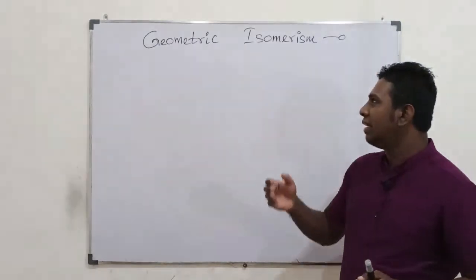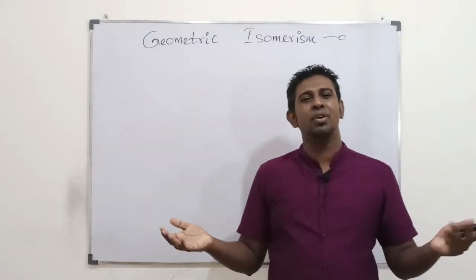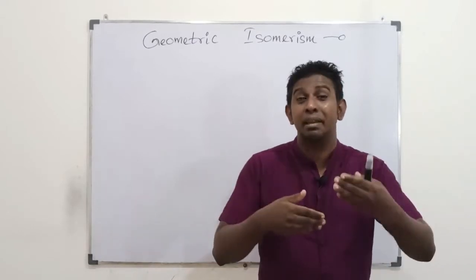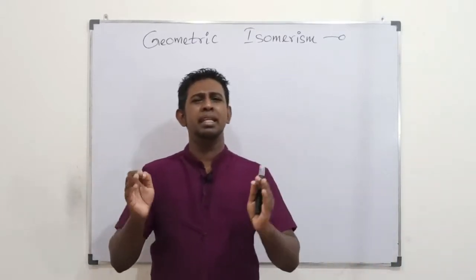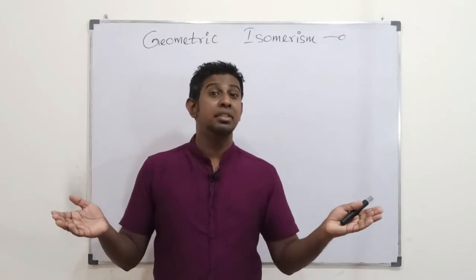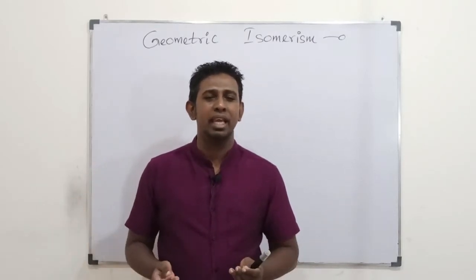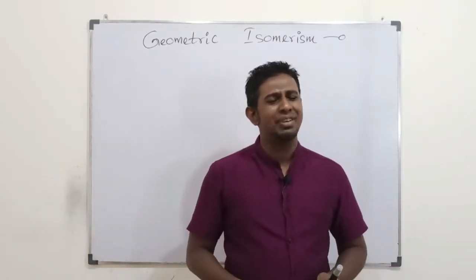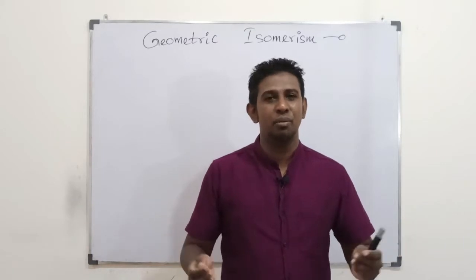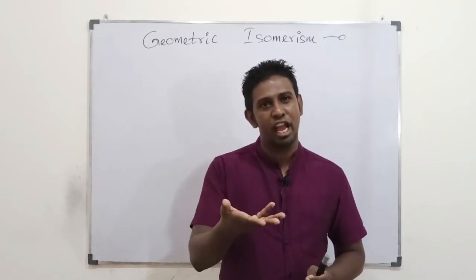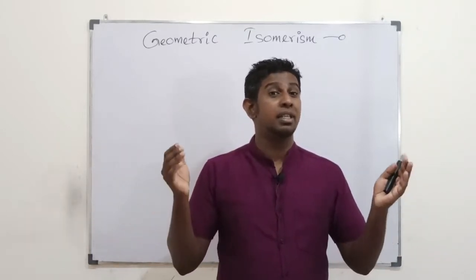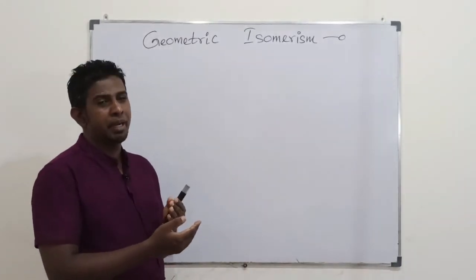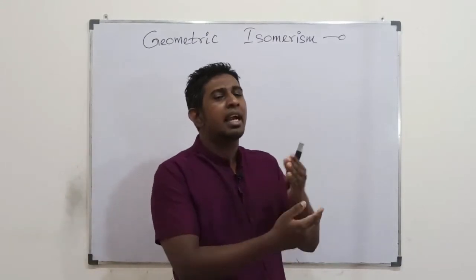So let's come to the point. Here we are going to talk about geometric isomerism. It's the second type that you meet under stereoisomerism. It carries the same molecular formula as well as the same structural formula. Still, it's possible to have two different compounds arranged differently in 3D space in this kind of way.